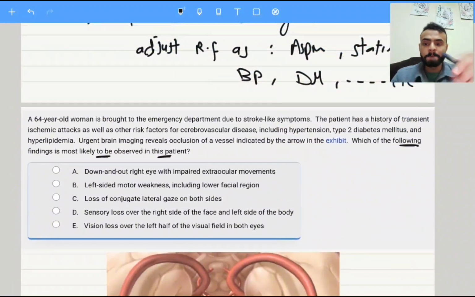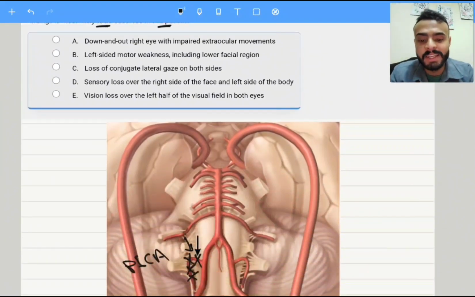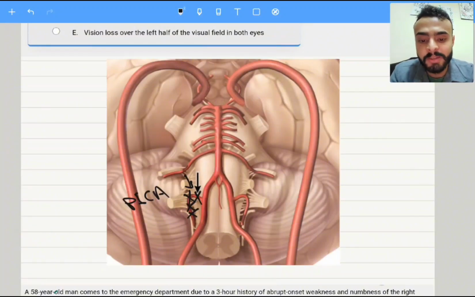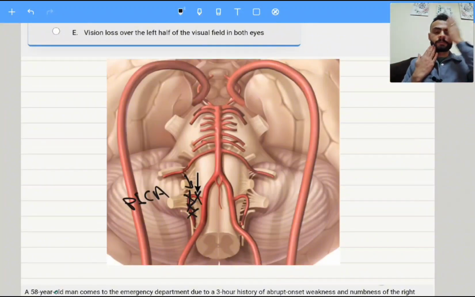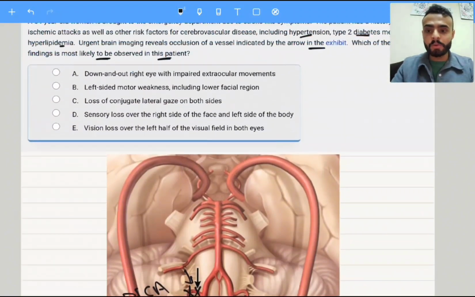Let's read and see. A 64-year-old woman is brought to the emergency department due to stroke-like symptoms. The patient has a history of transient ischemic attacks, a risk factor, as well as other risk factors of cerebrovascular diseases as hypertension, diabetes, hypercholesterolemia. Brain imaging reveals occlusion of the vessel in the exhibit. Okay, this vessel is occluded. Let us guess the symptoms. This is brainstem, most probably cross sign, one side of the body, other side of the face. Since this is lateral, it will be sensory affection. Now let's read and see.